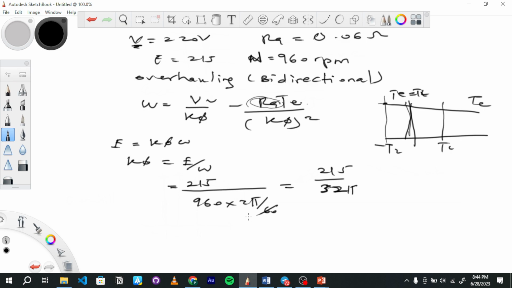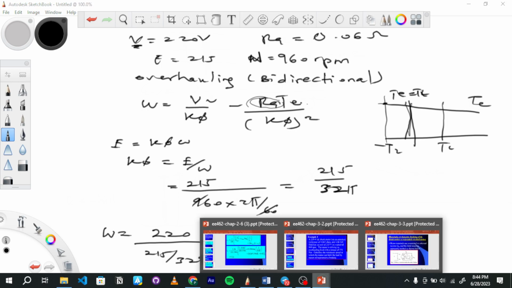Now that I have my K phi, I can do substitution. So omega will be equal to V, 220, over K phi, which is 215 over 32 pi, minus RA, 0.062, times TE, which is equal to TL. But because it's bidirectional, it's now negative TL. The torque was 172, so negative 172. So I'll put in negative 172. That's the tricky part, the part that you can easily miss.